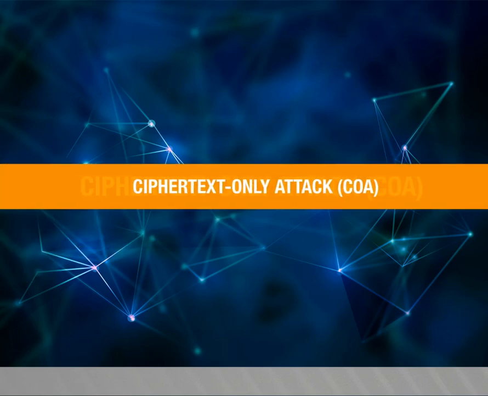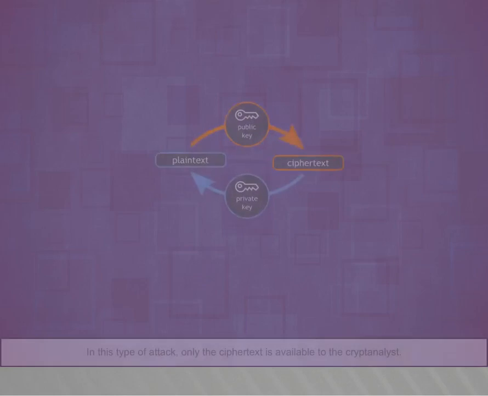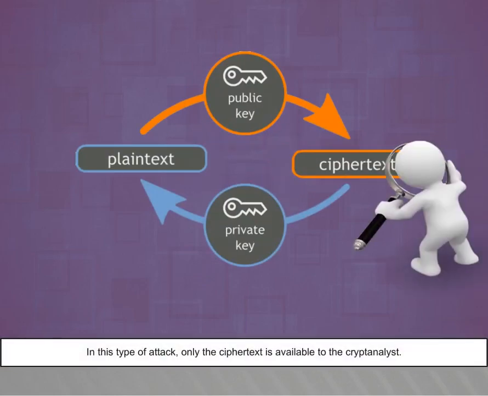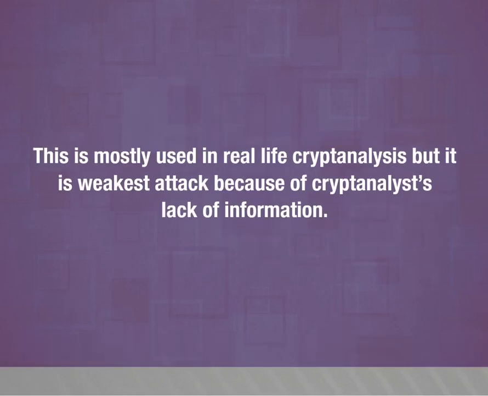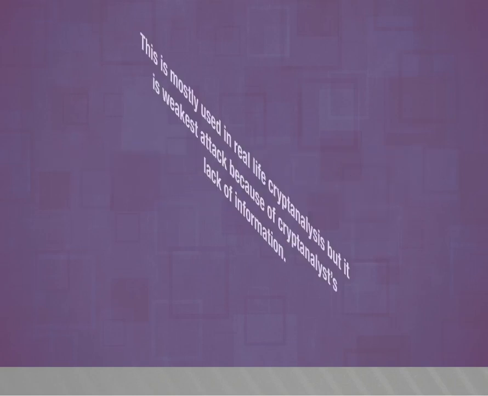Ciphertext only attack, COA. In this video, we are going to learn about the ciphertext only attack. In this type of attack, only the ciphertext is available to the cryptanalyst. This is mostly used in real-life cryptanalysis, but it is the weakest attack because of the cryptanalyst's lack of information.